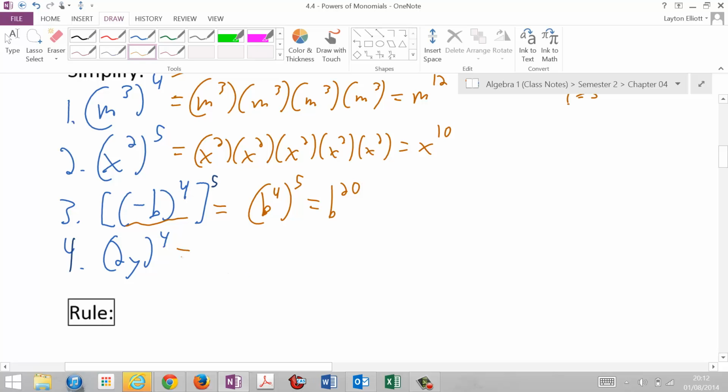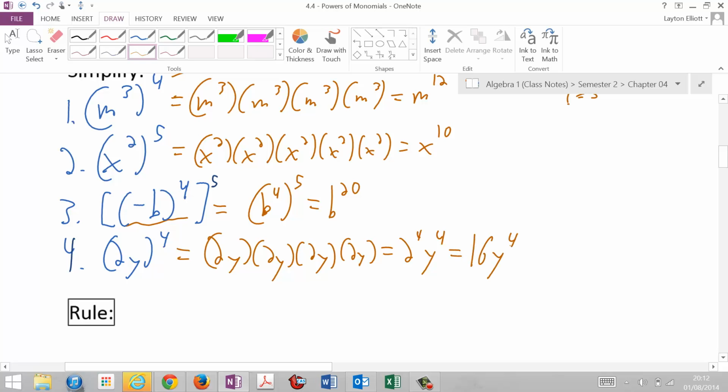And lastly, this one I do want you to write out. 2 times y, 2 times y, 2 times y, 2 times y, and 2 times y, and that's all times each other. So 2 2's is 2 to the fourth power, and 4 2's and 4 y's is y to the fourth power. And that gives me 16 y to the fourth.